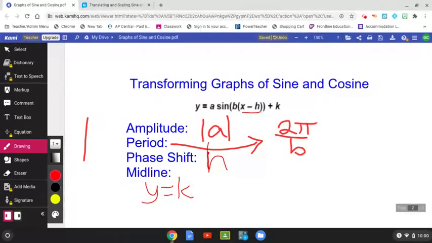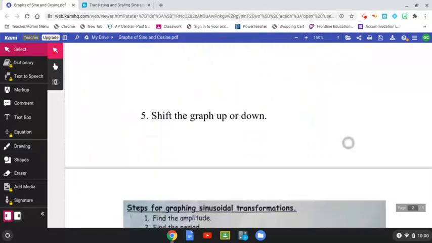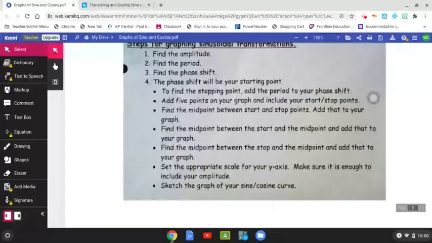All right, so you guys, these are the main things that you have to remember. Your amplitude is the absolute value of A. Your period is 2 pi divided by B. Your phase shift is H. And then your midline is y equals K. All right, and then with that information, we will be able to sketch the graph.